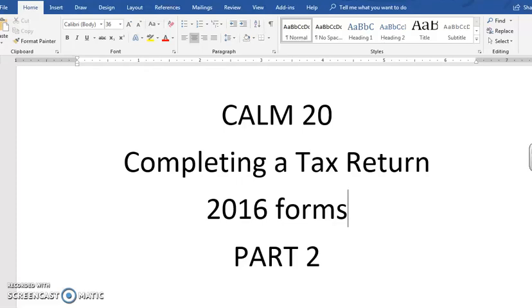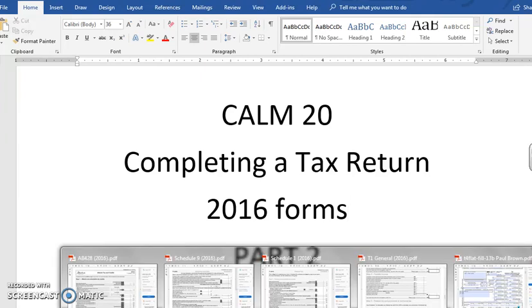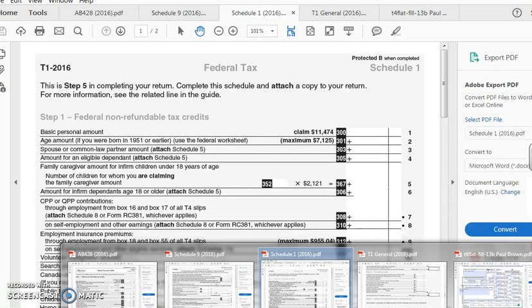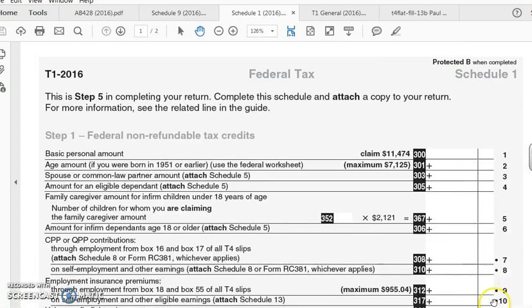Okay, we're taking a look at completing a tax form. This is part 2 of completing Paul Brown's taxes. And where we left off, we left at the bottom of page 3 of the T1 General, where it asked us to go to a Schedule 1 and fill out some more forms. So we're taking a look at the Schedule 1 for 2016.